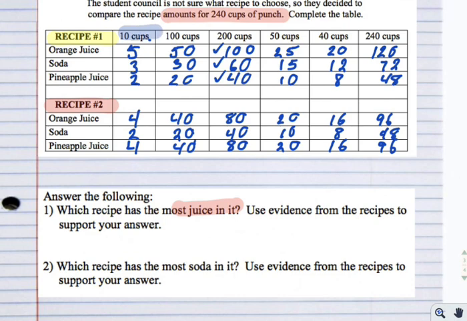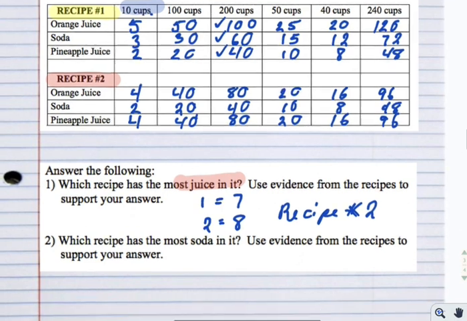And what it says is that for recipe number 1, I have 5 cups of orange juice and 2 cups of pineapple juice. So recipe 1 has 7 cups of juice, while recipe 2 has 4 cups of orange juice and 4 cups of pineapple juice. So recipe 2 has 8 cups of juice. So which recipe has the most juice? Recipe number 2. And of course, you should justify your answer with a sentence explaining how you did that.